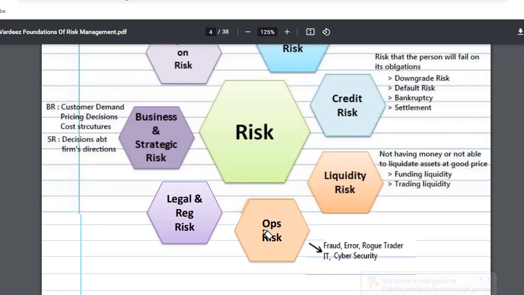The other risk we have is the operational risk, and this is due to fraud in a company. Any internal or external fraud that happens is operational risk. An error made by any employee, unknowingly or knowingly, is again a risk to the operations of a company. Then a rogue trader, as I said: one person who deceives the company and trades for his own personal interest. That's when we have a rogue trader. The person is going rogue, basically.